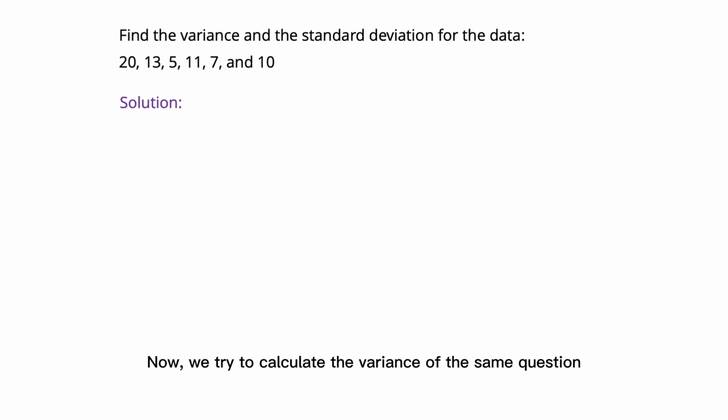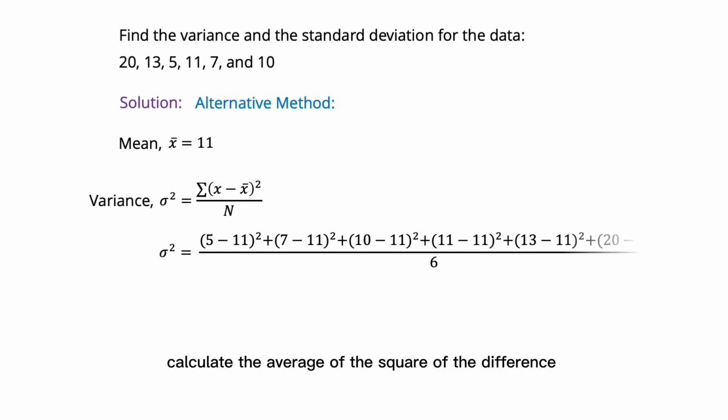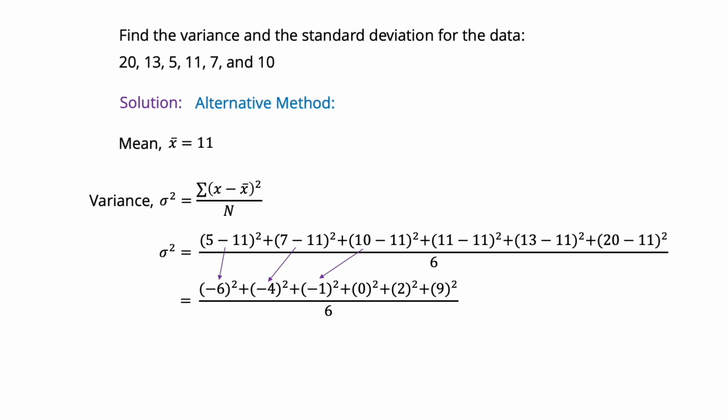Now, we try to calculate the variance of the same question with an alternative method. We have the mean of 11. By using the formula of variance, calculate the average of the square of the difference between each data and the mean. 5 minus 11 is minus 6, 7 minus 11 is minus 4, 10 minus 11 is minus 1, 11 minus 11 is 0, 13 minus 11 is 2, and 20 minus 11 is 9. And find the sum of the squares of all the numbers. We have 138 divided by 6, the variance is 23.